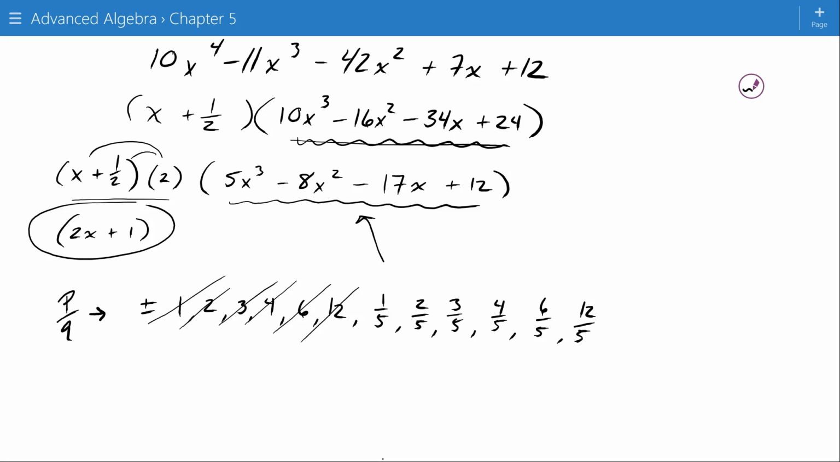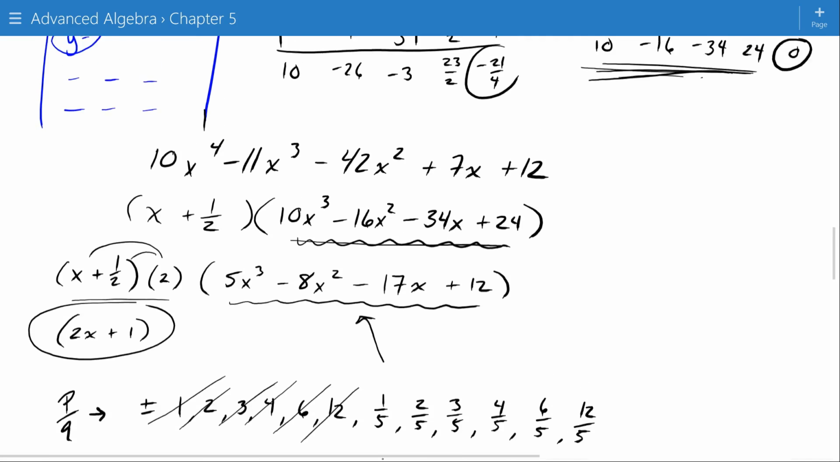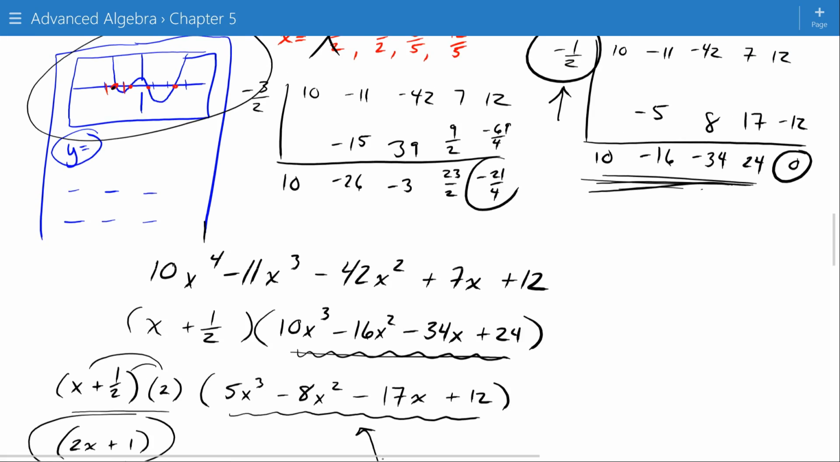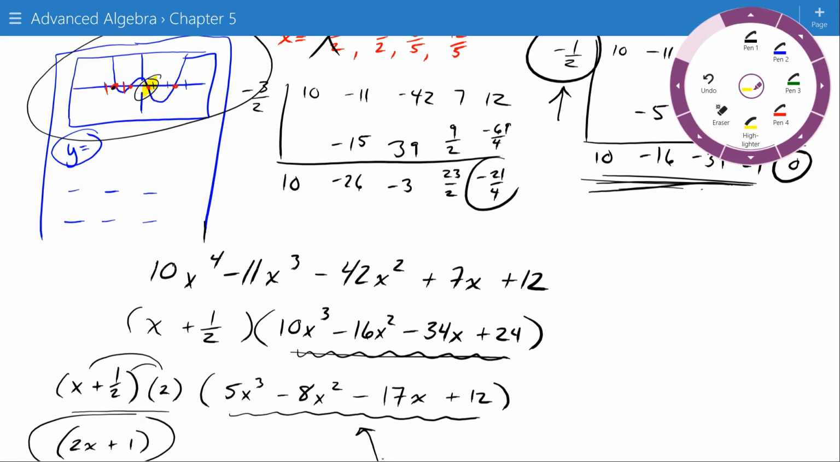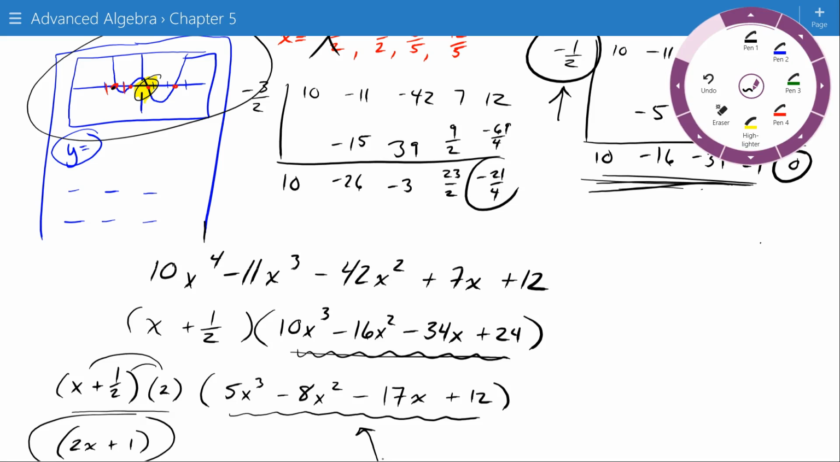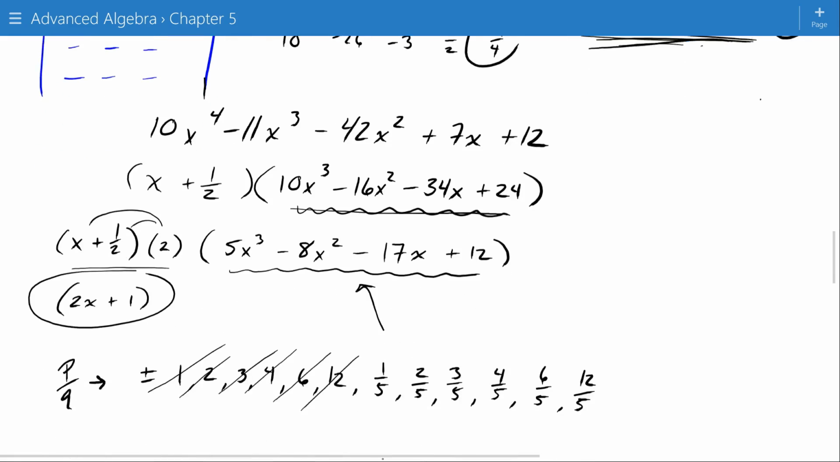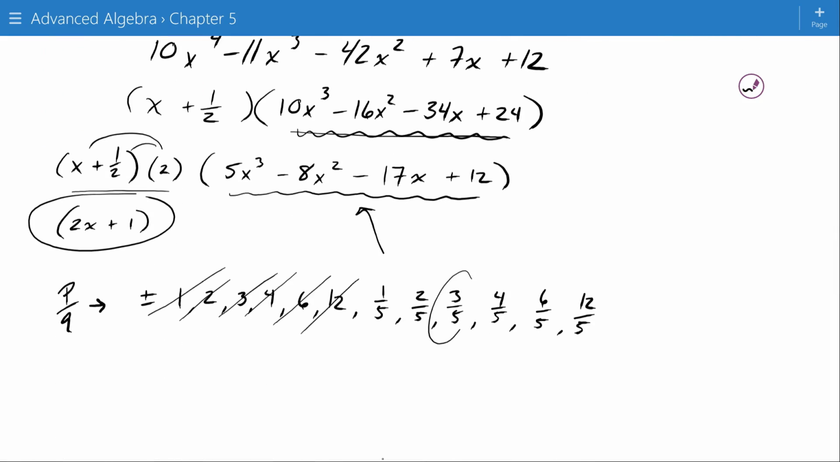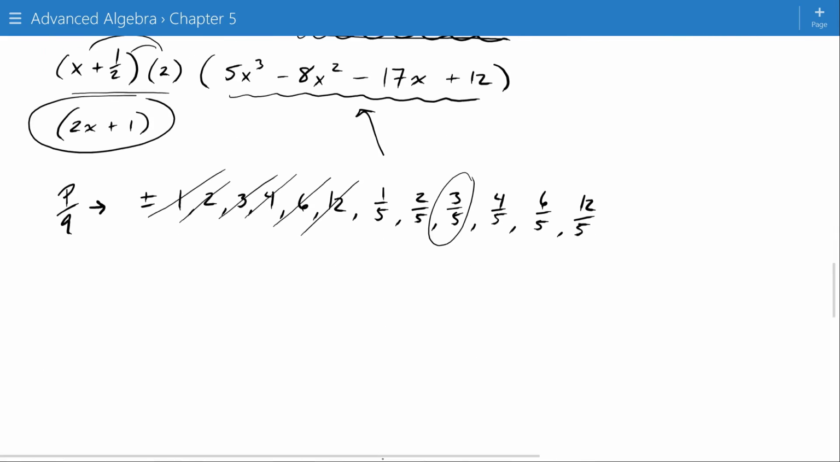But 3/5, that one kind of looked like a possibility. It's kind of close there, close to 1, a little bit more than a half. So let's go ahead and test that. We'll take 3/5 and do synthetic division with our new problem, the 5x cubed minus 8x squared minus 17x plus 12. So we'll plug 3/5 in and see if this works.